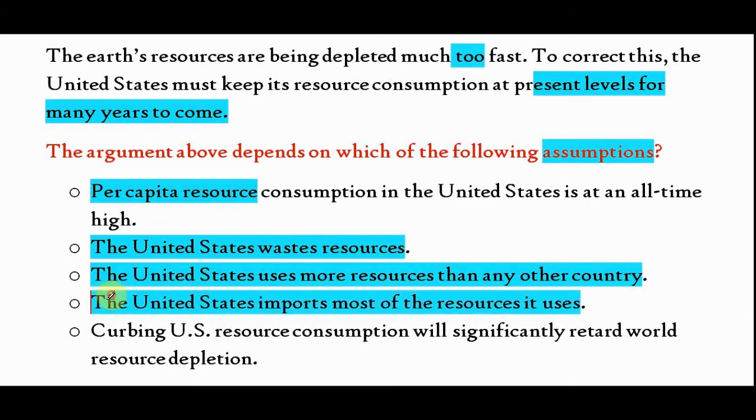D, the United States imports most of the resources it uses. Now again out of scope. Why? Instead of stopping, it is talking about outsourcing. All right, so D out, E remains the best option. Why? Curbing US resource consumption will significantly retard world resource depletion, which is what we pre-assumed, and that's why E becomes the best option.